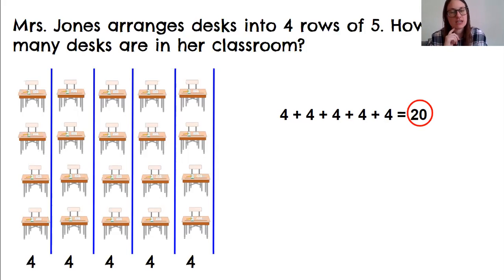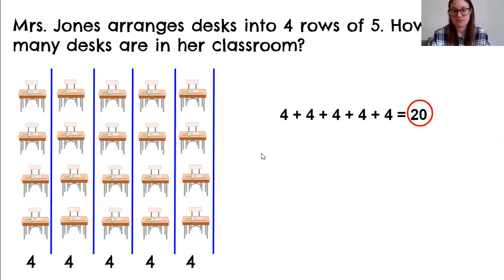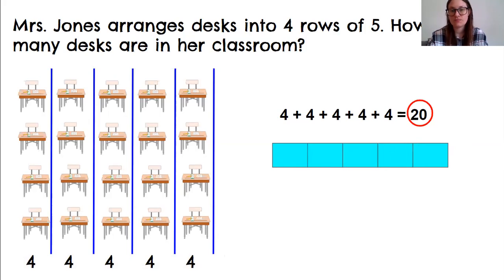What if we wanted to make a tape diagram to show this problem? How could we do that? First, I want you to think, how many boxes would you show? So looking at our array, how many groups did we make? That's how many boxes we'll draw. Yep, 5. 1, 2, 3, 4, and 5.